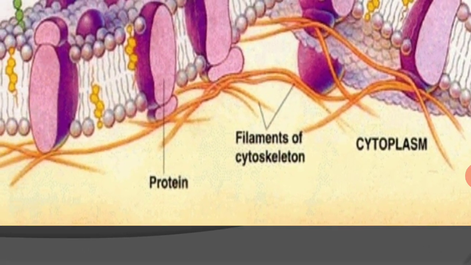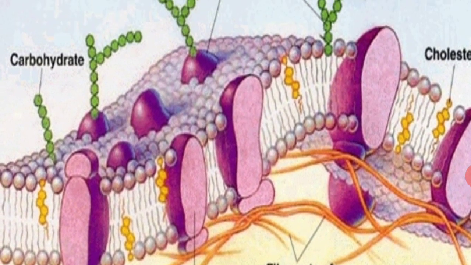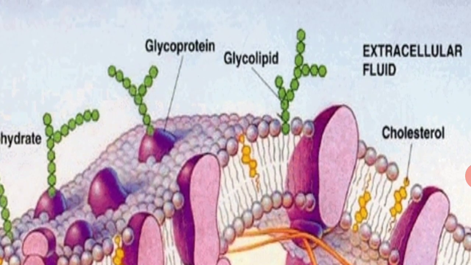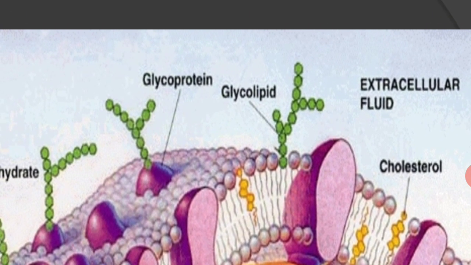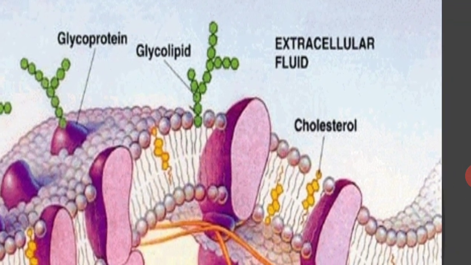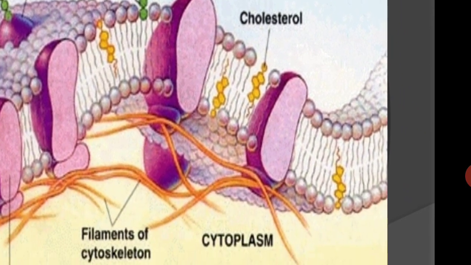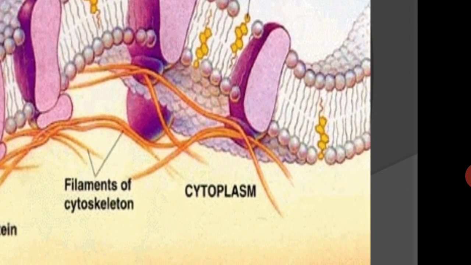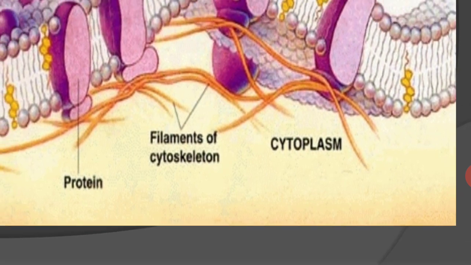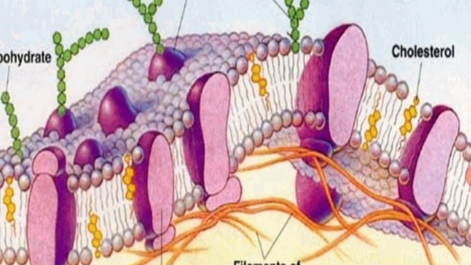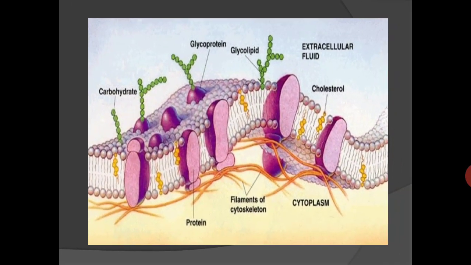It is also known as the fluid mosaic model. You can see here the chain of the carbohydrate, the chain of the glycoprotein, the chain of the glycolipids, and cholesterol is also there. In the cytoplasm, you can see here this is the bilayer, the fat layer, and in the center, this is the protein layer.